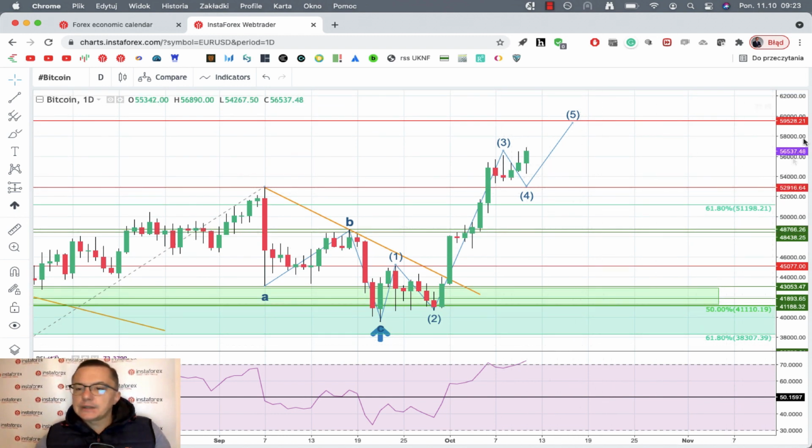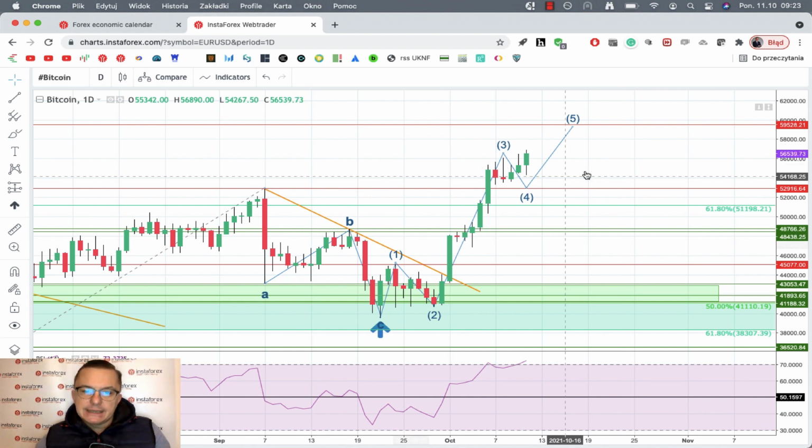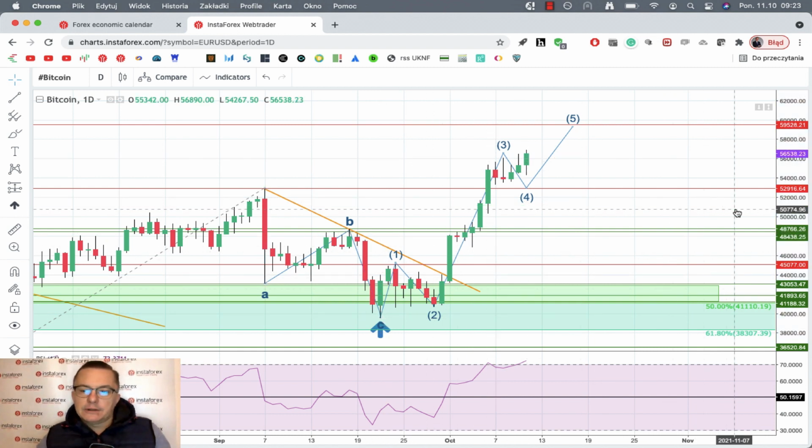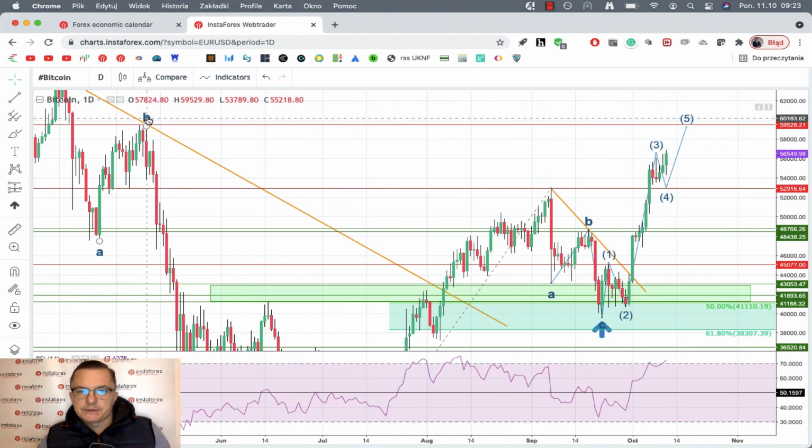Nevertheless, the up move, as I said last week and 2 weeks ago, on Bitcoin has not been completed yet because the ABC correction has been done. We are going higher, 61% already done. The bounce was from the 50%. The next target is 59,528, which is the high of the previous big wave B. So that's the target for Bitcoin for the near term.